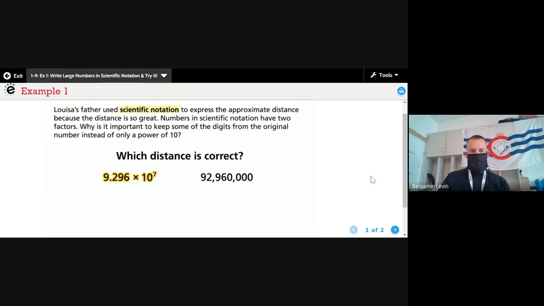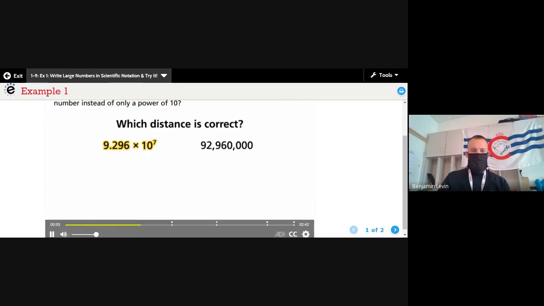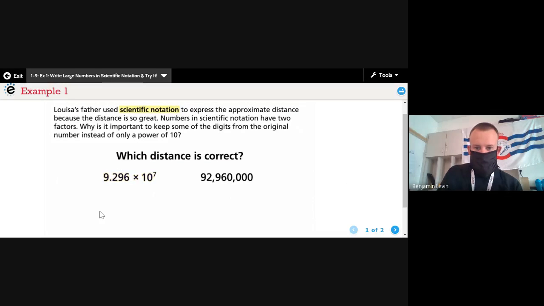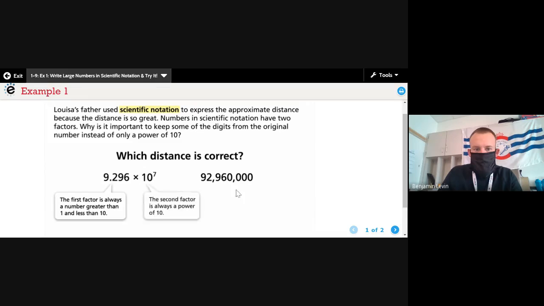Louisa's father used scientific notation to express the approximate distance because the distance is so great. Numbers in scientific notation have two factors. The first factor is always a number greater than 1 and less than 10. The second factor is always a power of 10. Why is it important to keep some of the digits from the original number instead of using only a power of 10?